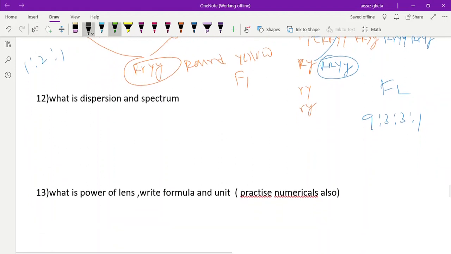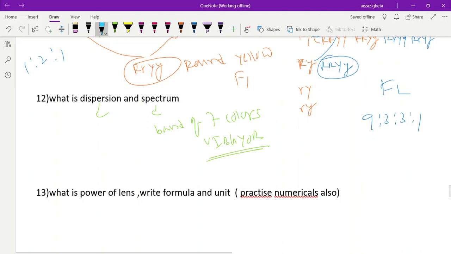What is dispersion? Dispersion means splitting up of white light into its constituent colors. Understood? That is dispersion. Spectrum means a band of 7 colors. The band of 7 colors is called a spectrum: VIBGYOR.